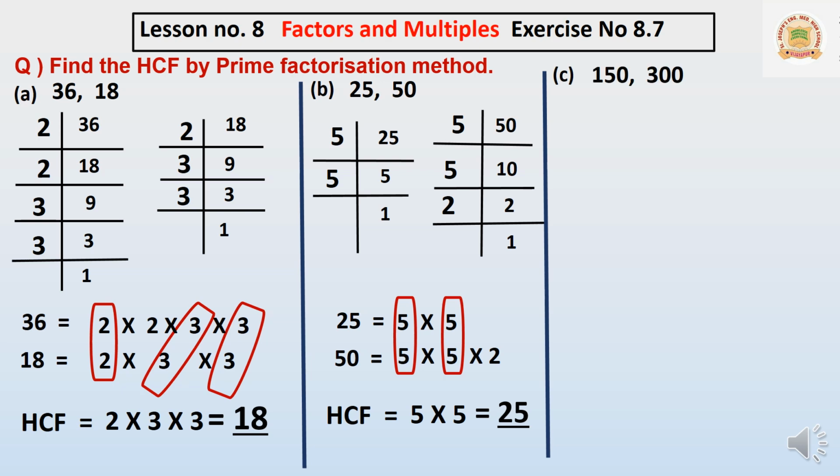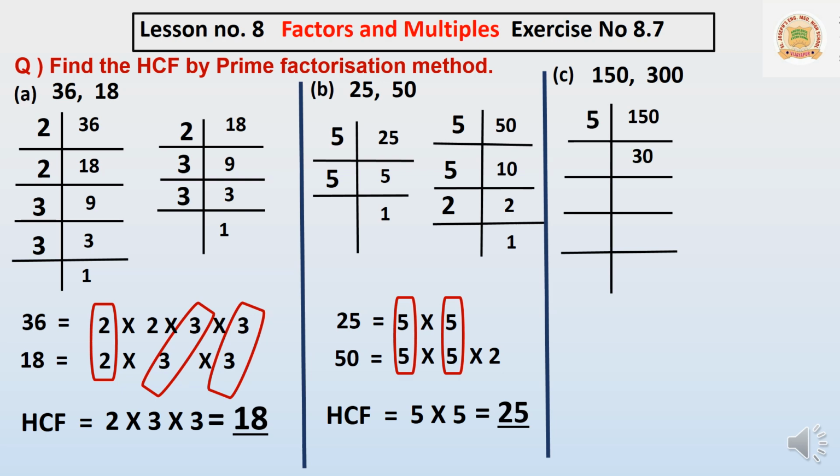Now let us take the C question, children. 150 and 300. For this we have to find the HCF. Let us do the 150 first. Which prime number do we have to divide with here? With 5. 5 3s are 15, 0 as it is, so 5 3s are 150. 5 6s are 30. 3 2s are 6. 2 1s are 2. 150 is equal to 5 into 5 into 3 into 2.